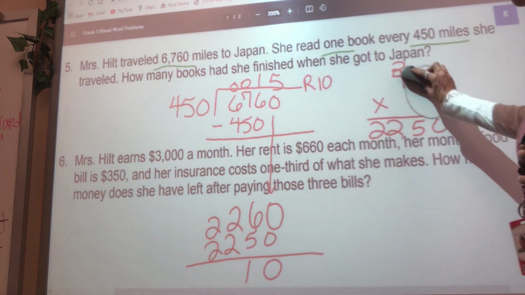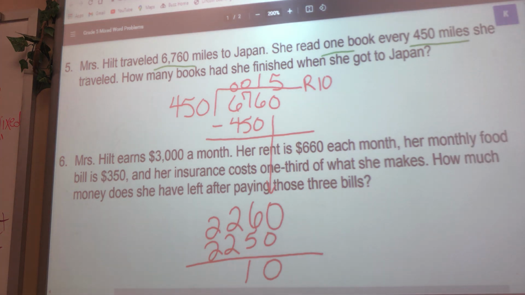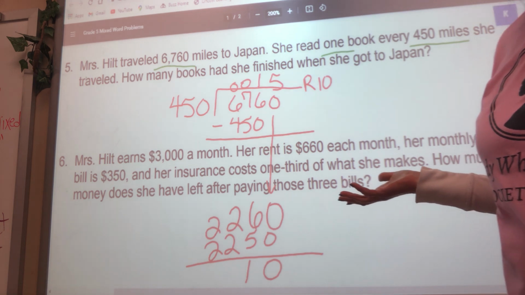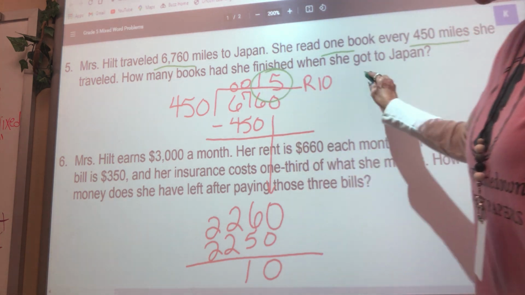Okay, so the question asked how many books had she finished when she got to Japan. So if she had something left over, she didn't finish that one, did she? So the number that she actually finished was 15.